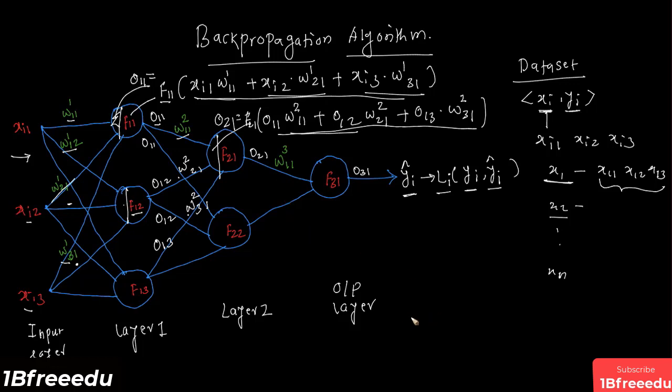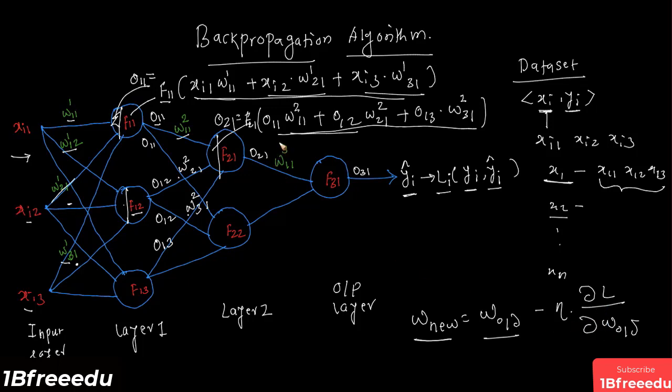By using the formula W new is equal to W old minus eta times the partial derivative of the loss with respect to W old. That means if you want to get the new weight, the new weight is equal to the old weight minus eta times the derivative of loss with respect to the old weight.